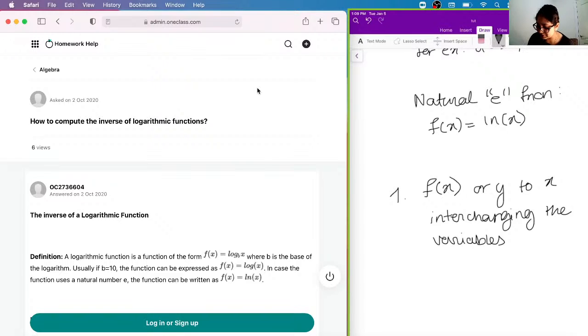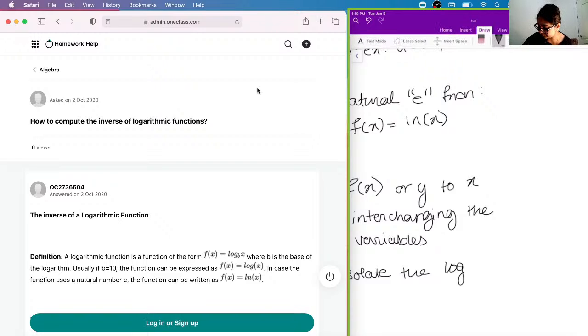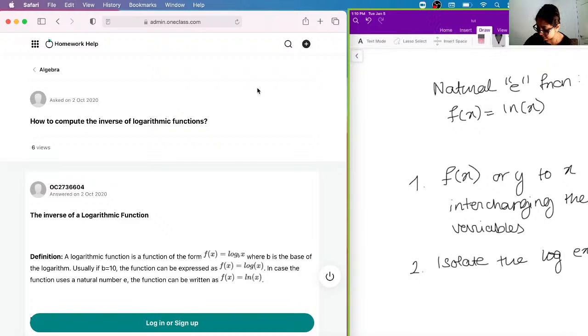Okay, and so number two would be to isolate the log expression on one side of the equation. So you would have to isolate your log expression on one side, basically, on either side of the equation.